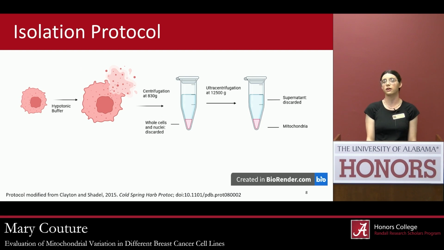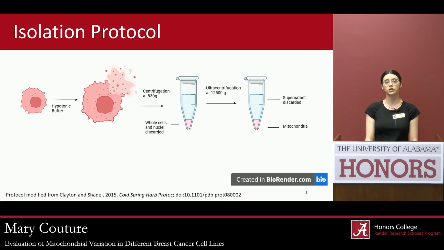In order to look at the mitochondria at all, however, we must first isolate them from a whole cell through an isolation protocol. In this protocol, whole cells are swollen in a hypotonic buffer so that their membranes may be ruptured in a homogenizer.